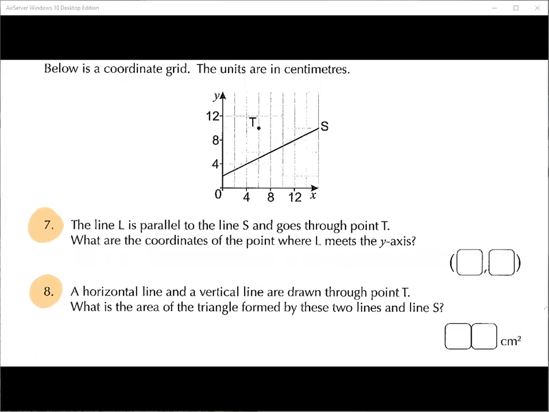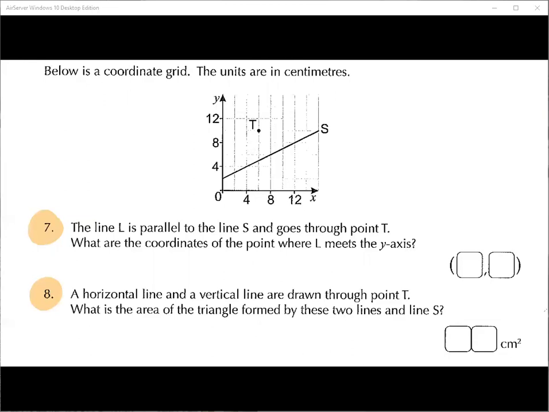Okay, lovely. Let's move on to the next type of questions that we need to help on. Question number 7. Let's have Iman please join me on this one. Below is a coordinate grid. The units are in centimeters. The line L is parallel to the line S and goes to point T. What are the coordinates of the point where the line meets the y-axis?